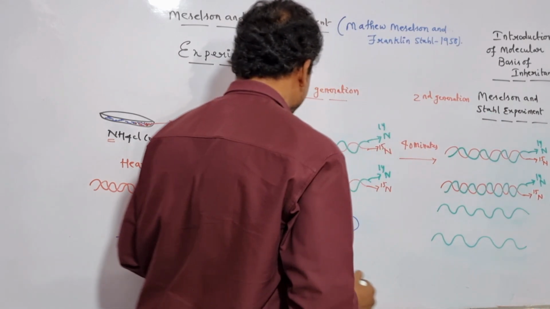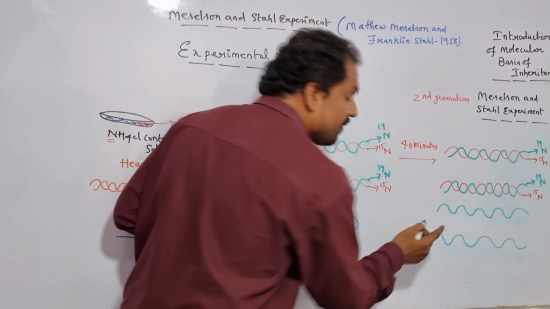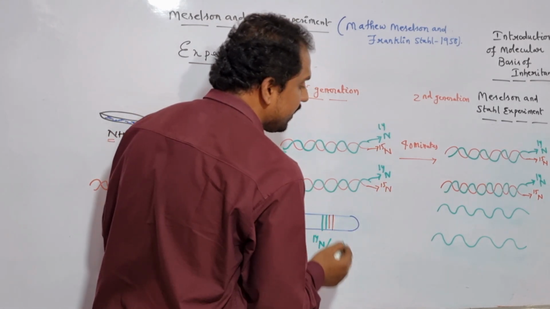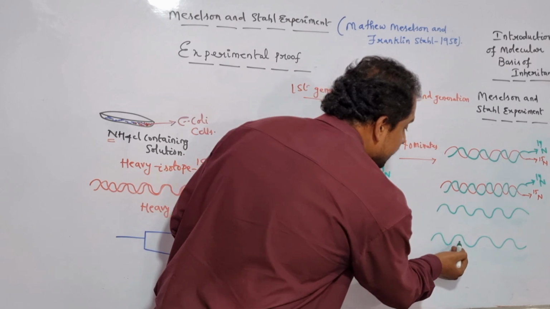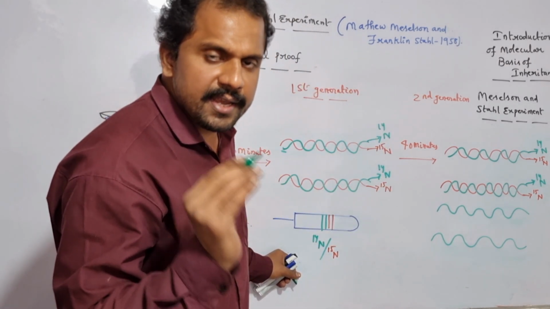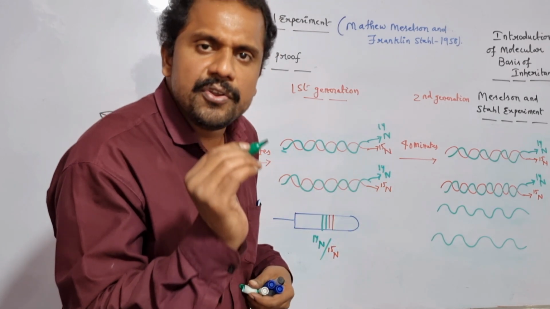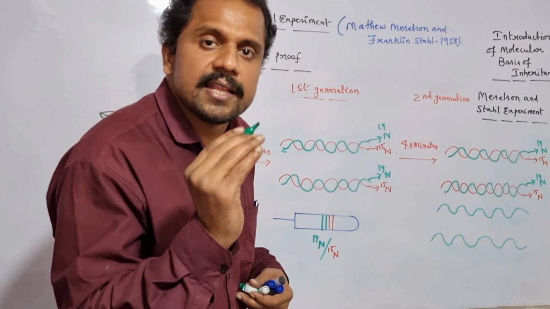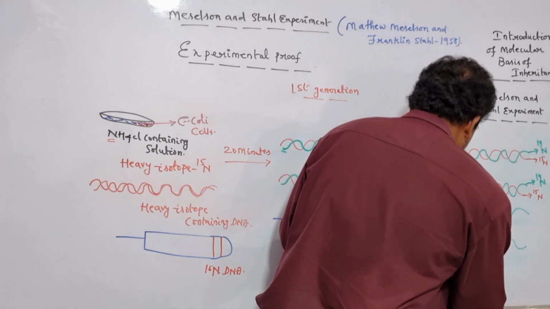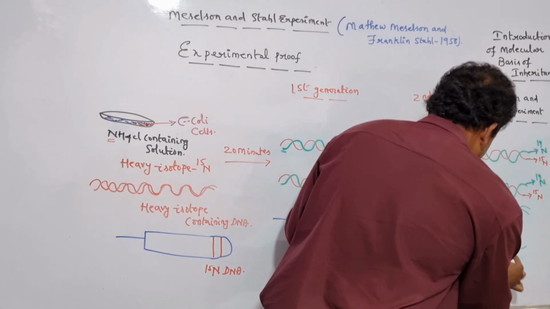So here the nucleotide sequence of the N14 containing DNA remains very similar with the nucleotide sequence of one of the daughter DNA strands. And by taking advantage of the nucleotide sequence of one of the daughter DNA strands, the complementary strand successfully synthesizes here. So here it is nothing but what? The complementary strand.